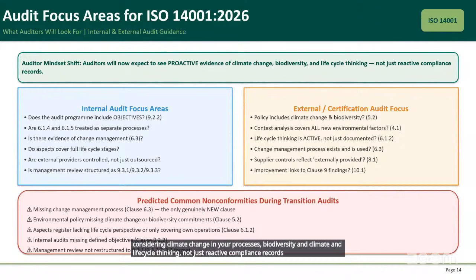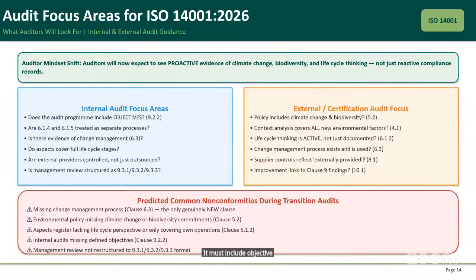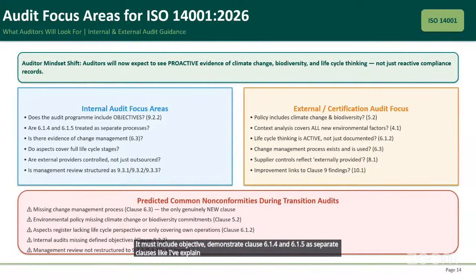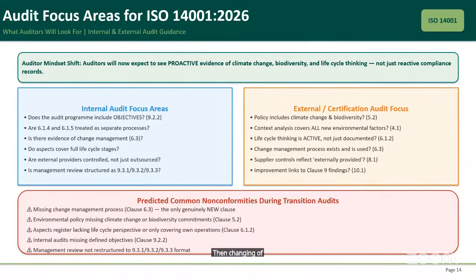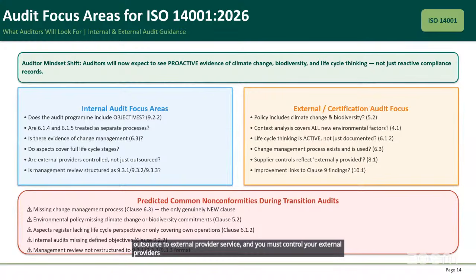Internal audit focus area. When it comes to internal audit, your objective must be included, like I said. You must treat clause 6.1.4 and 6.1.5 as separate clauses, like I've explained. Evidence of management of change, planning for changes, that is 6.3. Then covering the full life cycle perspective. Then changing of outsource to external provider, and you must control your external providers, not just change names. Then management review restructuring into 9.3.1, 9.3.2, and 9.3.3.